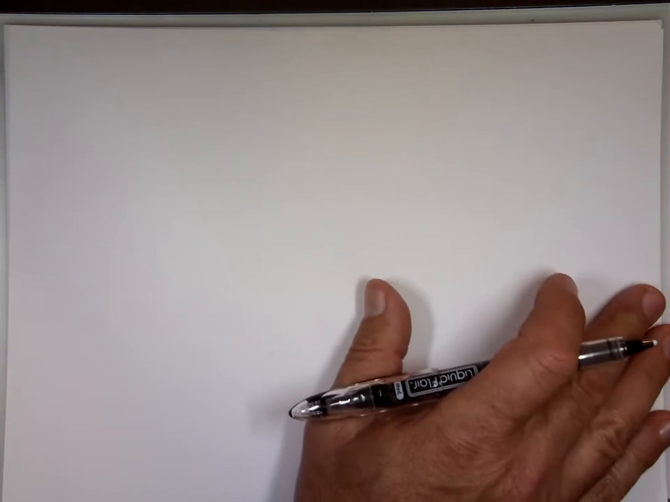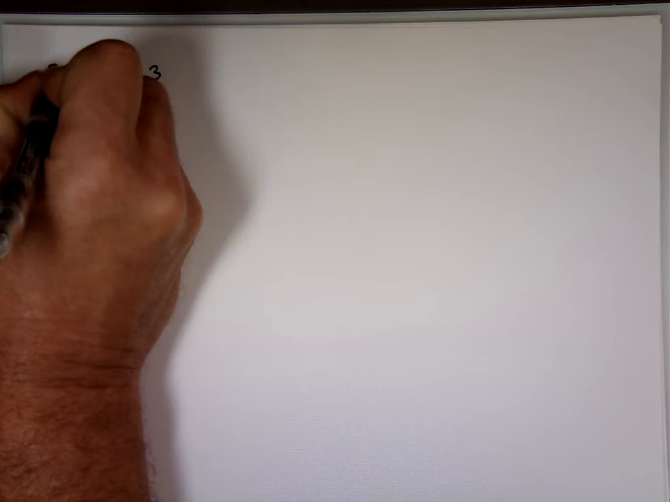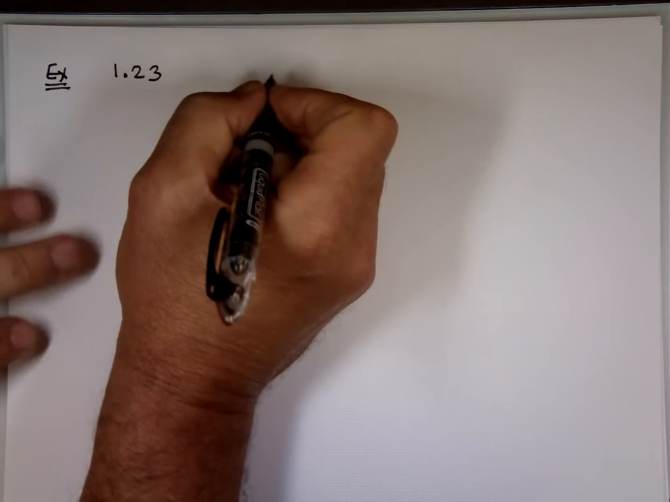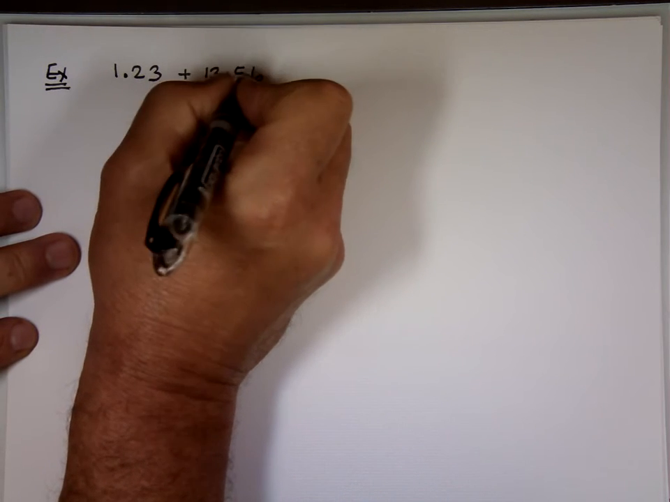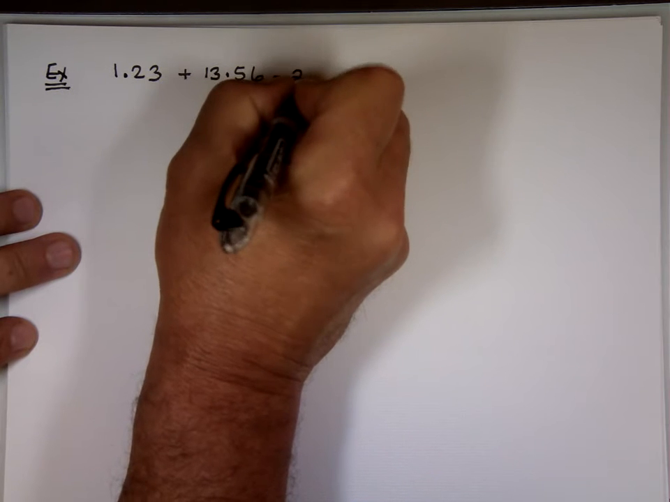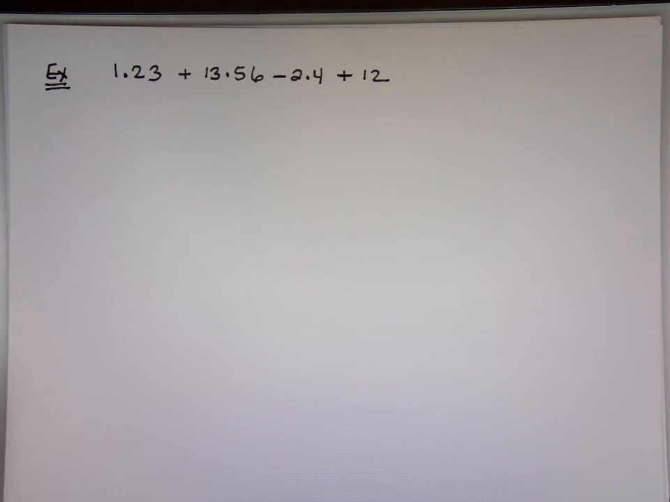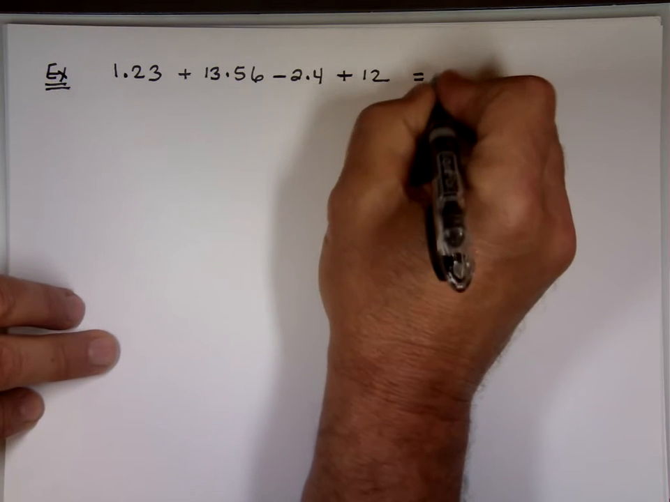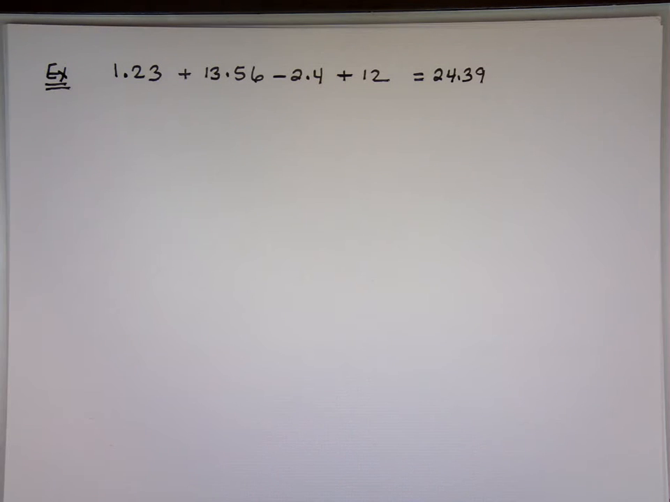Okay, now you're doing a bigger problem. And somebody comes in and says, can you tell me what the answer to this is? This is an example. 1.23 plus 13.56 minus 2.4 plus the 12. If we take the calculator and push these buttons, our answer is going to be 24.39. But wait a minute. If you write 24.39, we got it wrong.